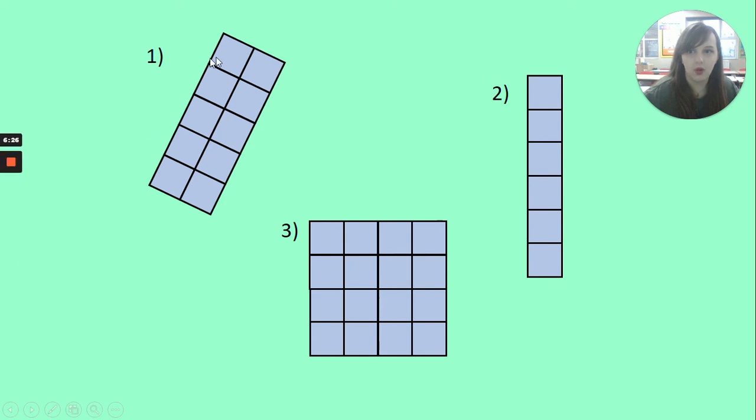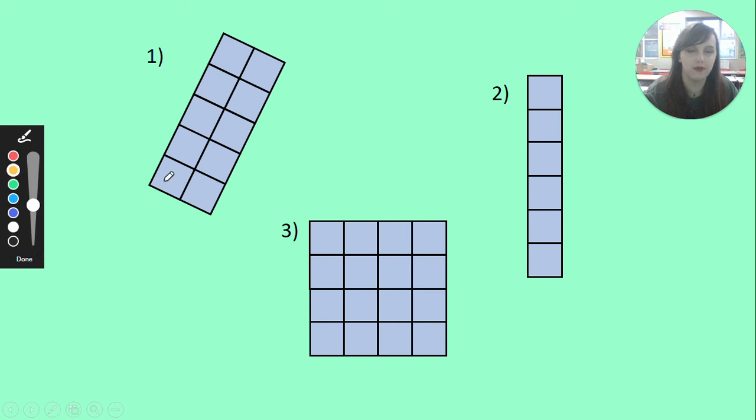Okay, so we've got 2 lots of 5, and 2 times 5, not my best handwriting in the world, is going to give us 10. So the area of this shape is 10 squares, and we can count them individually to check and find that, yep, we do have 10 squares.